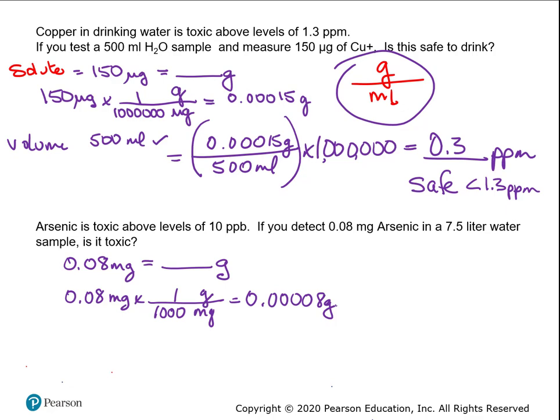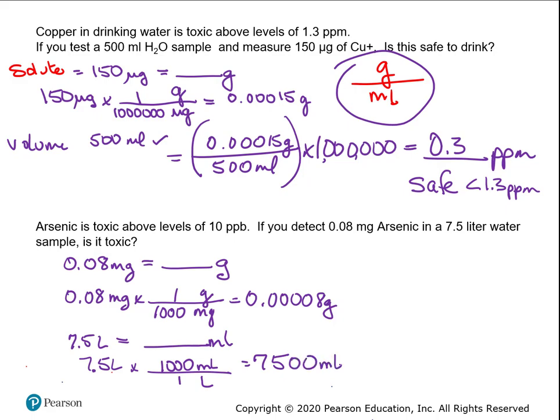Now I got to do my volume. So volume is 7.5 liters. Is that in milliliters? No. So I know I've got to convert this one too. So this one's a double conversion. So I'm going to have to take 7.5 liters, convert it to milliliters. What unit goes on the bottom? Liters. So liters will be on the bottom. Milliliters on top, because that's my answer. Milli gets a 1,000. Liters gets the 1. So now this is 7.5 times 1,000, because 1,000 is in the denominator. So this would be 7,500 milliliters. Yes? Decimal places goes to the right three places.